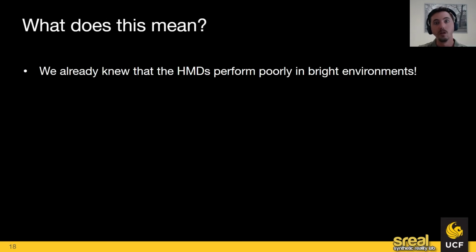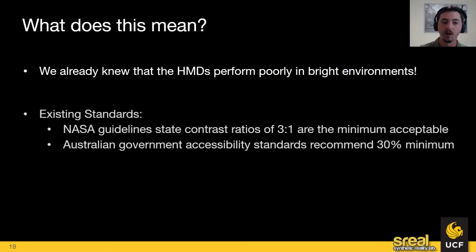So we're seeing this downward trend in contrast as environment illuminance level increases. But we already knew this, right? We didn't need a study to just tell us that. Anyone who's worn an optical see-through headset outside knows that it's difficult to see when you're in a bright outdoor environment. So what are we really gaining from this?